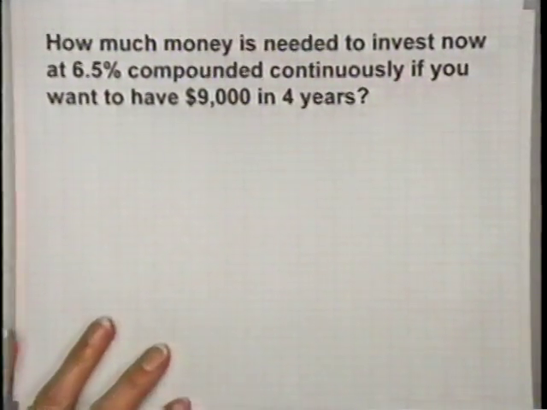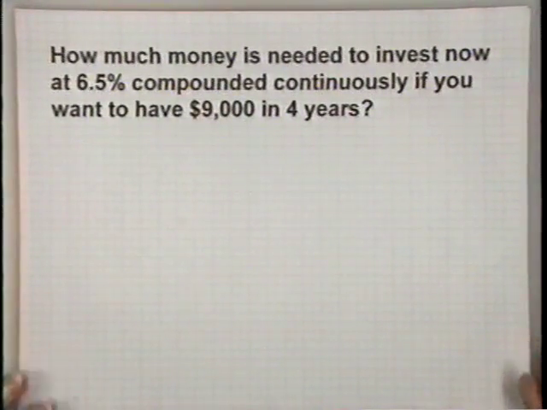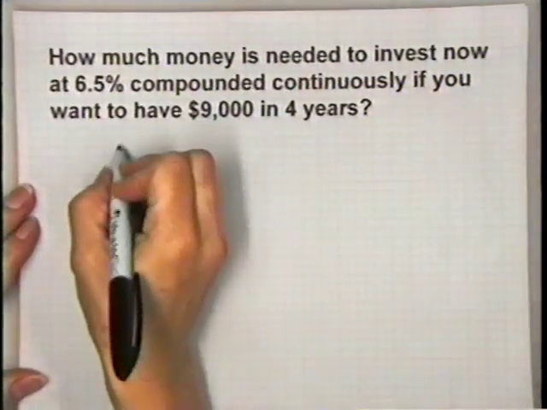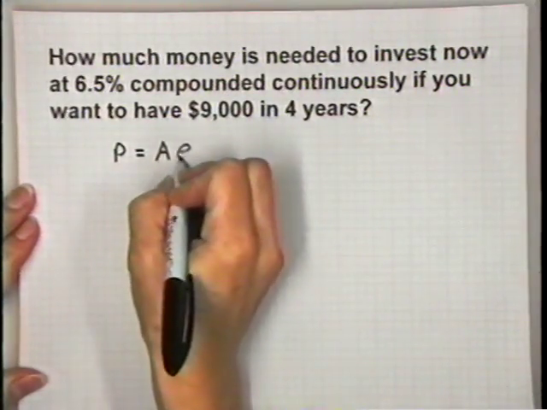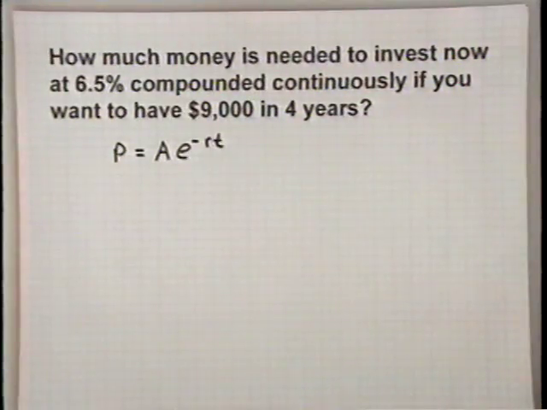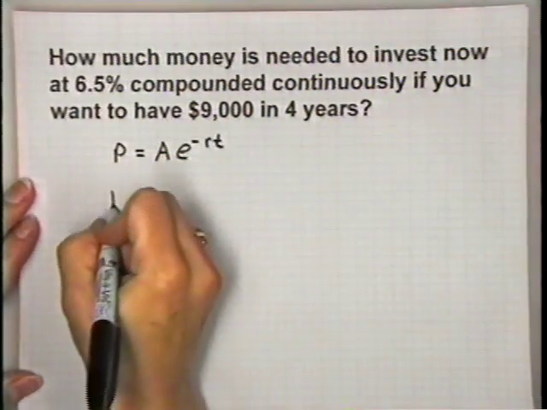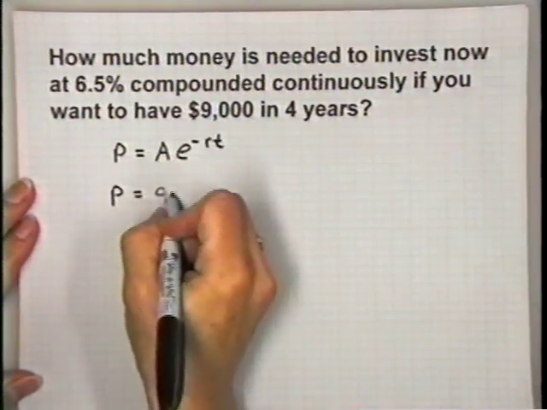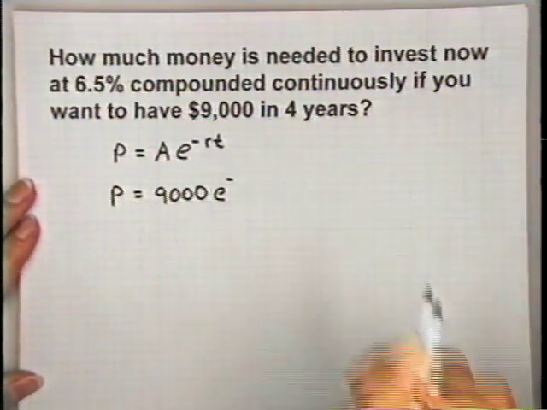How much money is needed to invest now at 6.5% compounded continuously if you want to have $9,000 in 4 years? Now remember, our P and our A have switched places when we're doing a present value, and our exponent has changed to negative. So P equals A times e to the negative rt. For this particular problem, we want to have 9,000. Our A is 9,000. Okay, that's going to be a negative exponent.